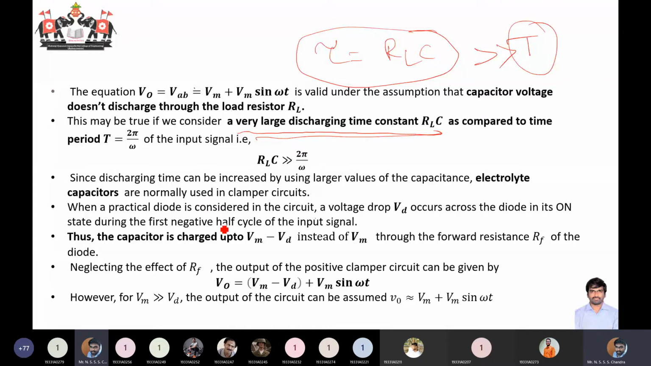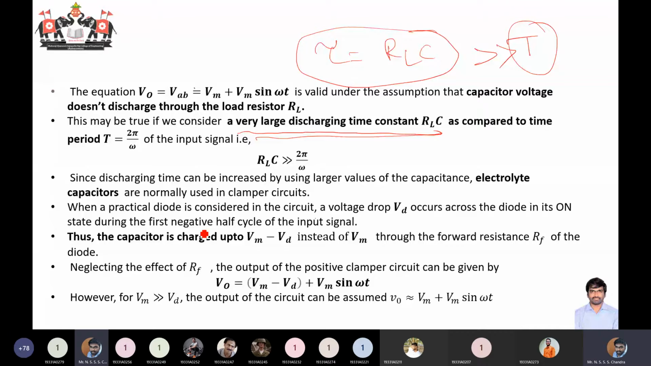Okay, so only when this condition is satisfied, the capacitor will not be charged until VM, but it will be charged only up to VM minus VD, because there will be a small drop in voltage across your practical diode. Whereas in an ideal diode, there will not be any drop across your diode. That's why there we say that the capacitor will be charged until VM, whereas in a practical diode, the capacitor will be charged only up to VM minus VD.